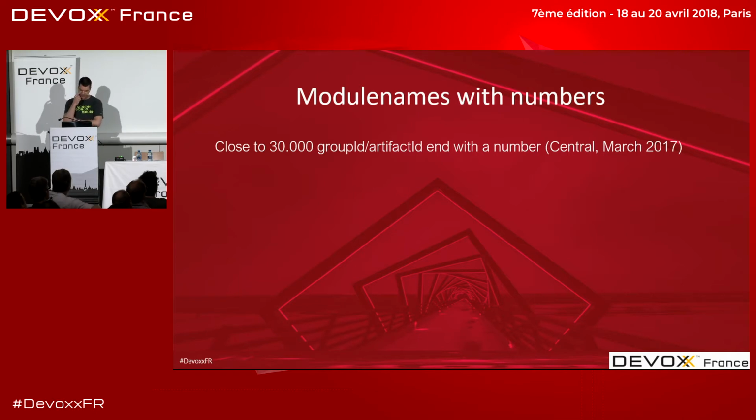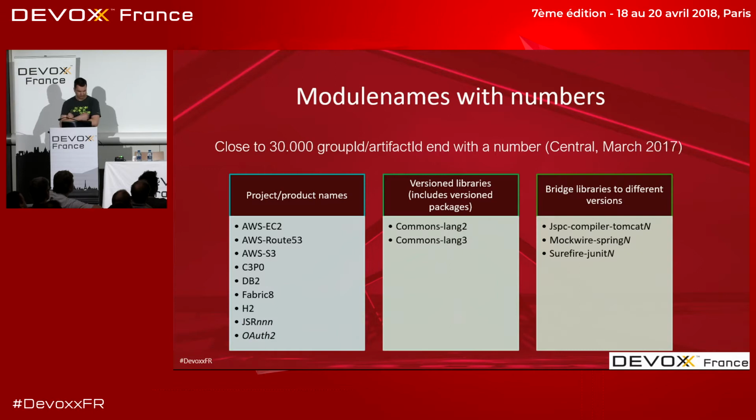So we asked somebody from Maven Central to do some analysis, and we discovered that close to 30,000 groupId and artifactId combinations, the artifact ID was really ending on a number, and for good reasons. The first column you see products and project names which end with a number, and you can see that Amazon probably likes to end their products with a number.